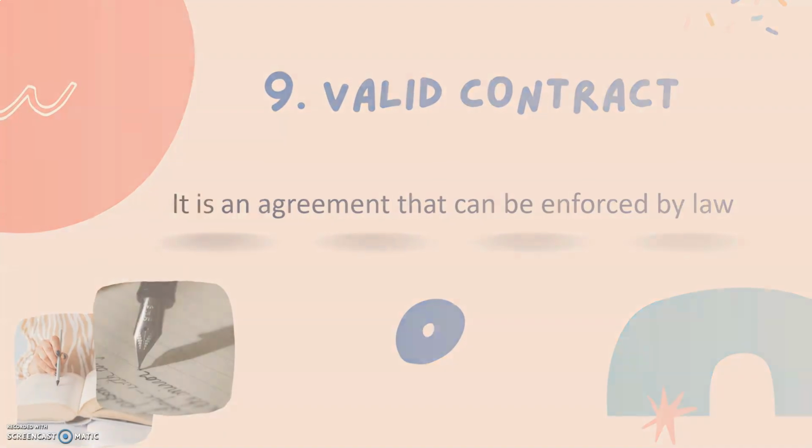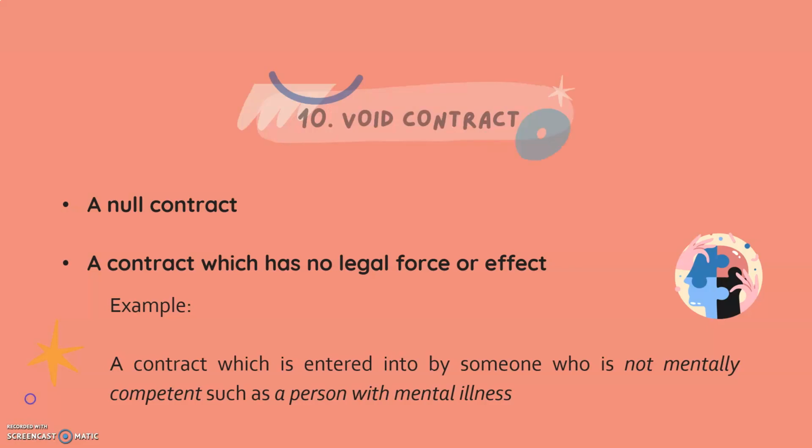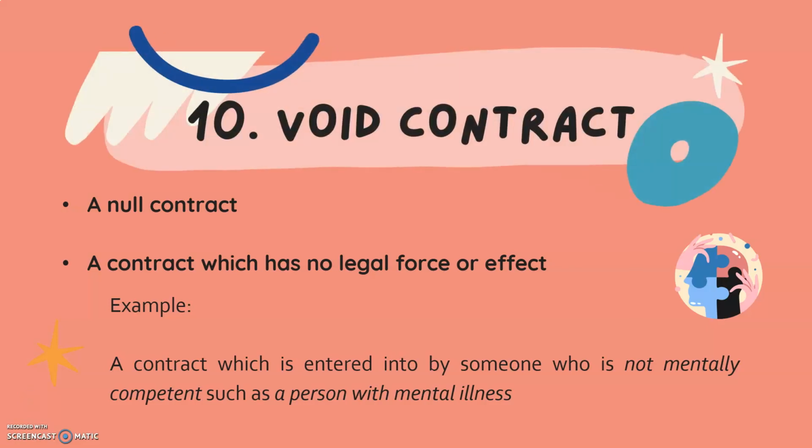The last terminology we have for this series is void contract. What is a void contract? It is a null contract or a contract which has no legal force or effect. For example, a contract which is entered into by someone who is not mentally competent, such as a person with mental illness, or another situation is contracts involving illegal subject matter.